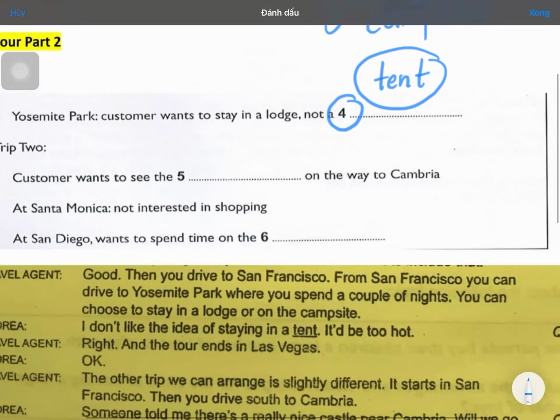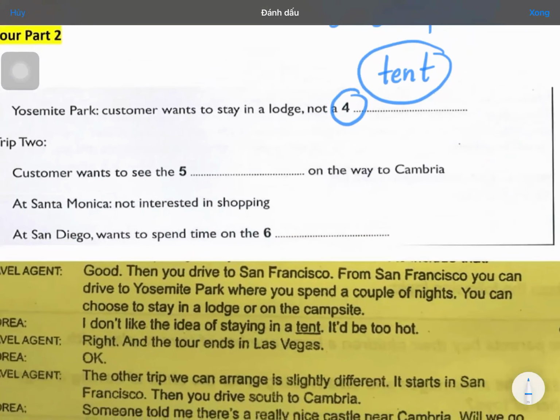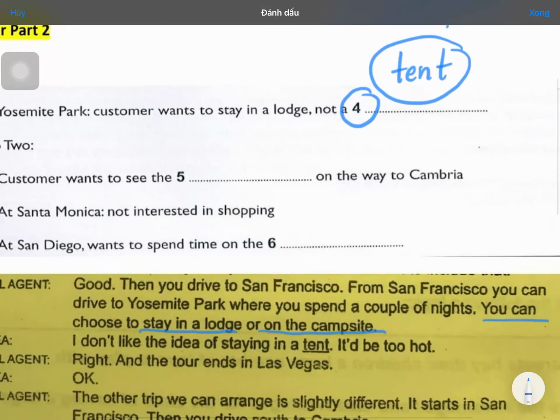Here, about trip number 1, the man said that you can choose to stay in a lodge or on the campsite. And I know that some students wrote down the word campsite. Some students in my other classes did. But the answer is not. And then the lady said that I don't like the idea of staying in a tent. It would be too hot, right? So she would go for a lodge. Why is the word campsite not accepted here?